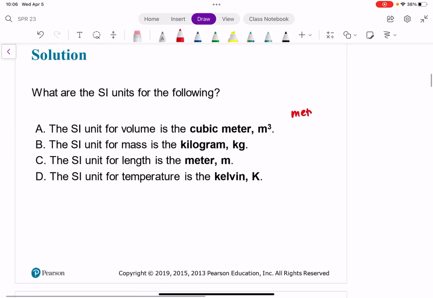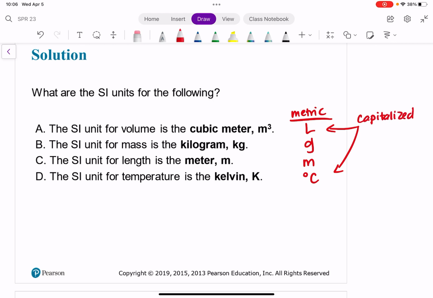Okay, so let's see here. The SI unit for volume is cubic meter. What is it for metric? Yeah, liters. What about for mass? We've got kilograms for SI and what for metric? Grams. We've got meters for SI and also meters for metric, and Kelvin for SI and degrees Celsius for metric.